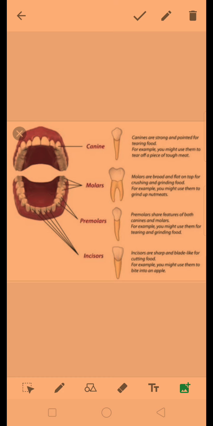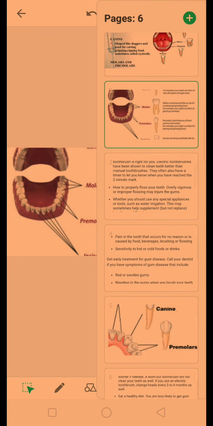And last but not the least are the premolars. Premolars share features of both the canines and the molars. So we use them for tearing as well as for grinding food. Now let us see next.